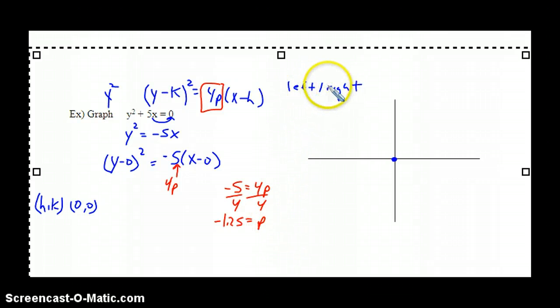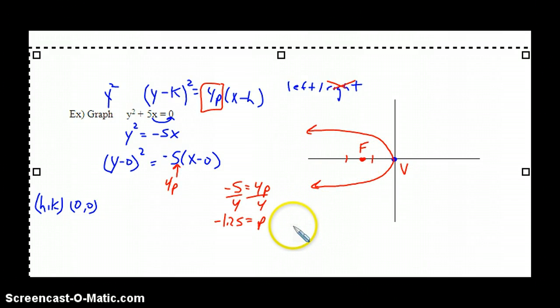How do I know that? Well, if I graph this, if this is V, P is negative 1.25 would be right here. The graph wraps around the focus like so, so it has to open to the left, since the focus is to the left of the vertex here. So it opens to the left.